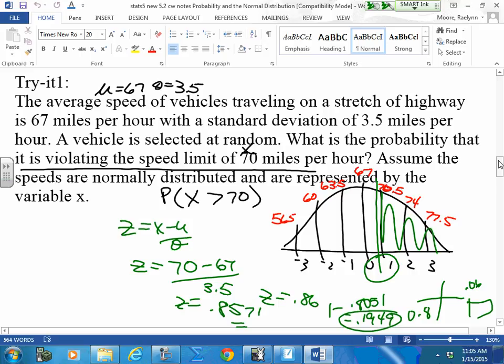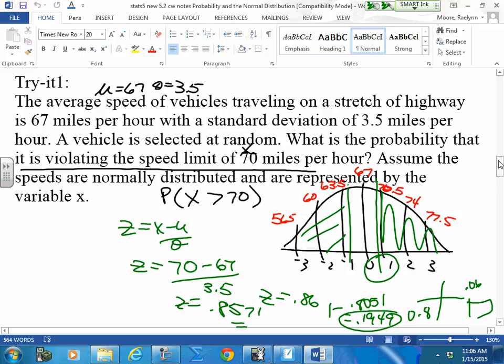Now, that's the area to the right of that number. What's another way I could have found that area? What else could I have looked up? The negative of that. I could look up the negative of 0.86. I could look up this side. That's the same area. I don't want to change my z-square formula. I just maybe want to look up the left-hand side of it and say, oh, that's 0.1949.